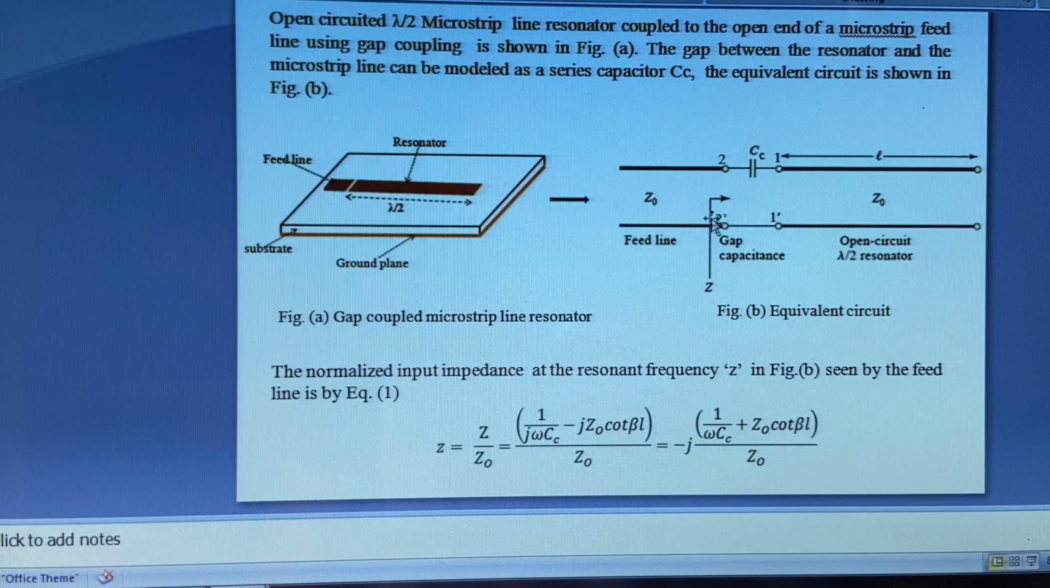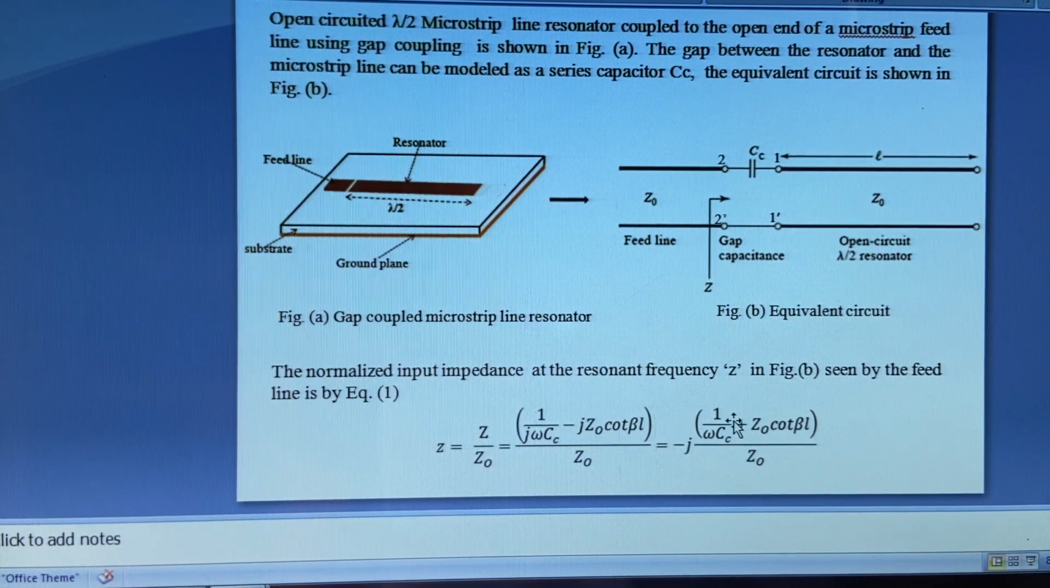Now the input impedance between terminals 2 and 2 dash is given by the addition of the impedance of the coupling capacitor, which is 1 by j omega C, and the impedance between the other two terminals, which is minus j Z0 cot beta L. So the overall impedance is 1 by j omega C minus j Z0 cot beta L. If we normalize the impedance, the normalized impedance Z is given by the impedance divided by Z0. This is the impedance between the terminals 2 and 2 dash.